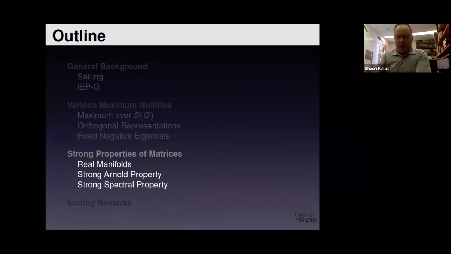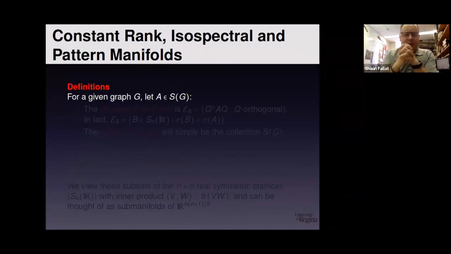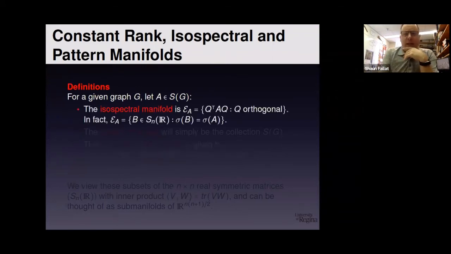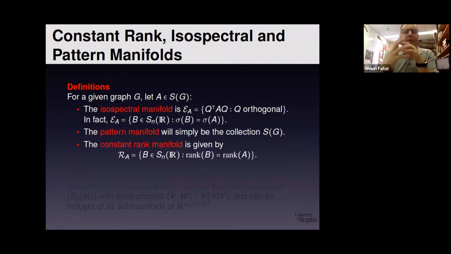Okay, so here the idea is the following. For a given graph and a matrix inside of S of G, I'm going to associate three sets. These three sets are named accordingly. The first is called the isospectral manifold. The second is the pattern manifold, which is just another name for S. And the third is the constant rank manifold.